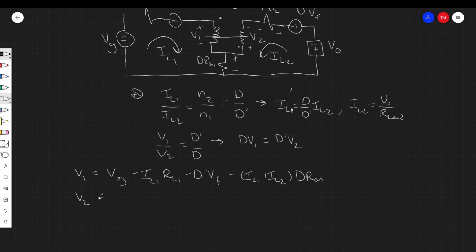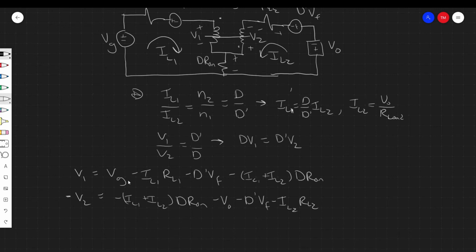Now V2. Note, we have to be careful about the direction that we're considering, right? So we can go in this direction, but that would actually give us minus V2, because we're going into the minus sign of the way we've defined the voltage. So we have to ensure we include a minus sign. So what do we have? Going in this direction, we have minus IL1 plus IL2 times dr on minus V out minus D prime VF minus IL2 times RL2. Cool. So we're almost there.